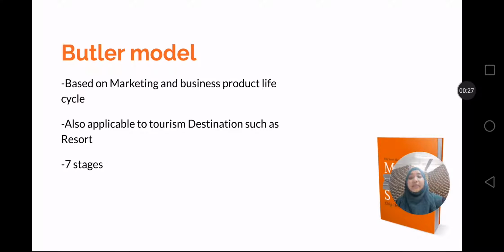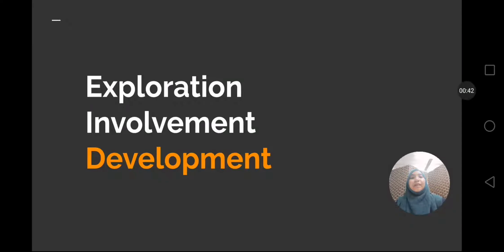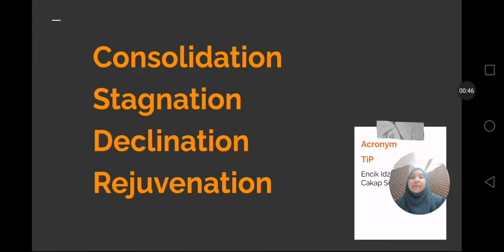And so this Butler model is basically based on marketing and business product life cycle, which is also applicable to tourism destinations such as resorts. It has 7 stages. And so the first one is exploration, involvement, development, consolidation, stagnation, declination, and rejuvenation.